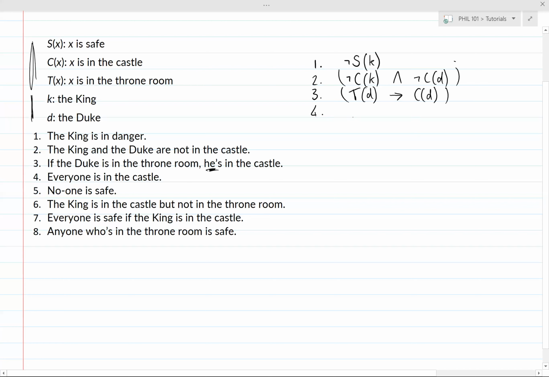Number 4 says, everyone is in the castle. So this is where we start needing our quantifiers, because when we say everyone, that doesn't mean the king and it doesn't mean the duke. So we're going to need some quantifiers, and we've got two: the universal quantifier and the existential quantifier. The universal quantifier can be read as for all, and the existential quantifier can be read as for some, or there exists.